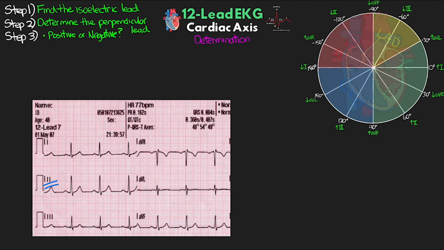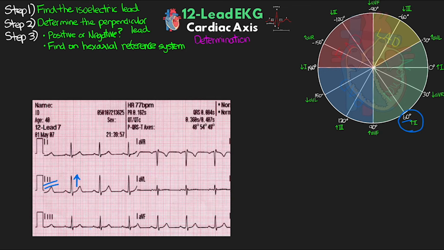Pretty simple, and in our example here we can see that we have a positive waveform in lead 2. Having this information, we then go back to our hexaxial reference system and look for the lead 2 line and go to the positive end. As we can see, this is going to be in the left inferior quadrant down here, and this is going to be at the 60-degree mark.